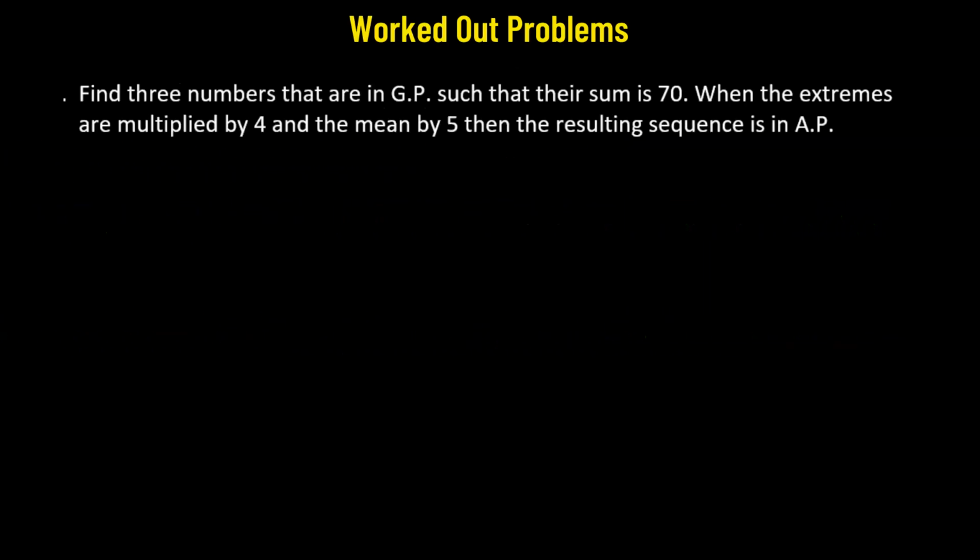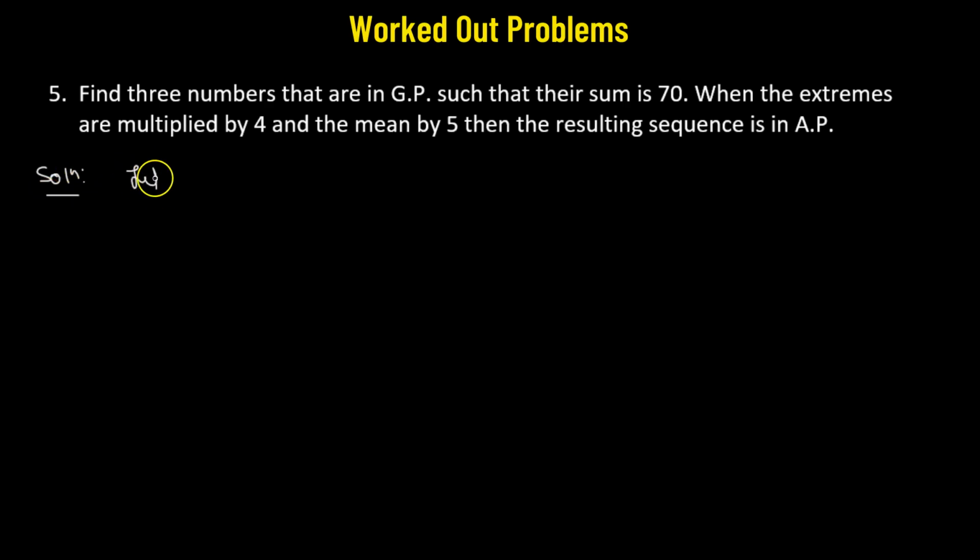Problem number 5. We need to obtain 3 numbers that are in a geometric progression such that the sum of these 3 numbers is going to be 70. And also when we take the extremes and multiply them by 4 and multiply the mean by 5, then the resulting sequence is an AP. So this is a condition. So using these conditions, we need to obtain these 3 numbers.